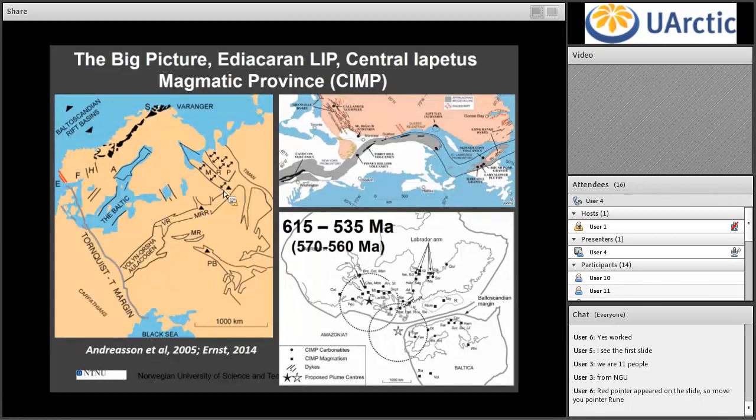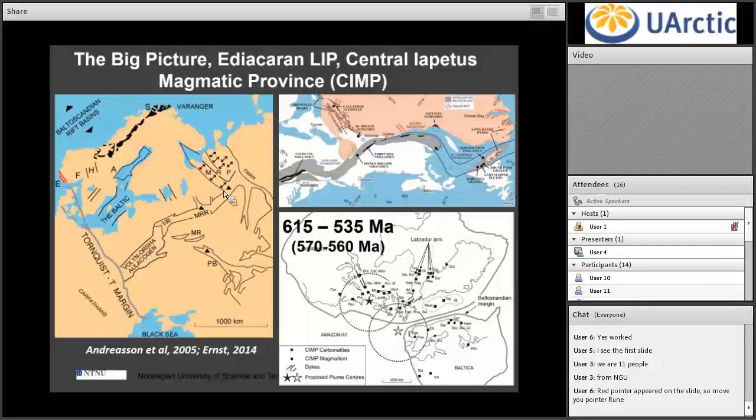Which is the big picture? I've already explained that SIP is part of the Central Iapetus Magmatic Province. That means that it is related to many of the layered gabbros and the basalts that we find along the, if you will, Scandinavian mountain chain, or Norrbotten, or whatever it's called these days. Also the Egersund dikes. We can also relate it to numerous other igneous events, if you go to the slide to the upper right, throughout Greenland and northeastern Canada and the United States, particularly Labrador, but also down into the Appalachians.